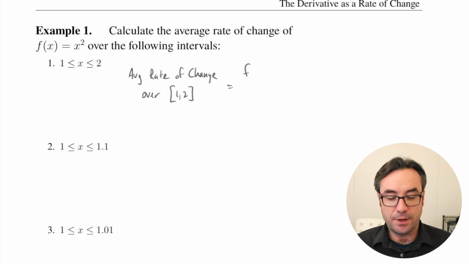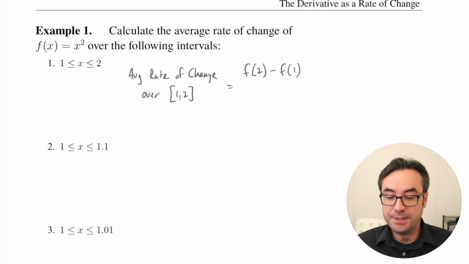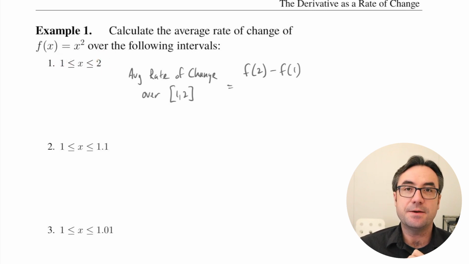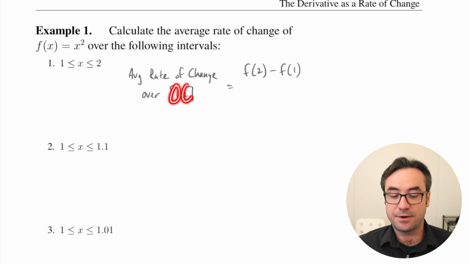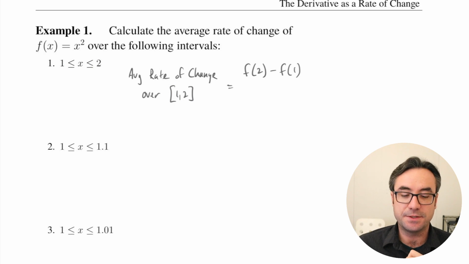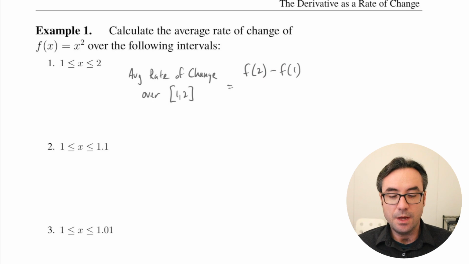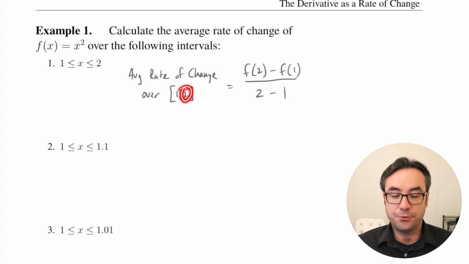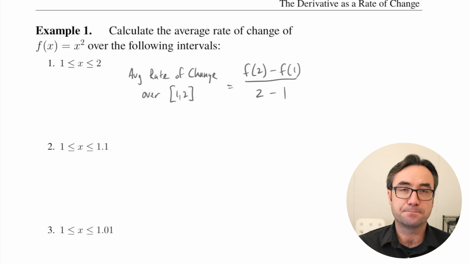And the formula says it's the difference of our output values. So we take the x values at the inputs, at the endpoints for our interval, or if we write it as an interval, we can just take the two endpoints there. We plug them into our function, and then we subtract. And then we keep the same order in the denominator. So 2 and then 1. So we do 2 minus 1 down there.